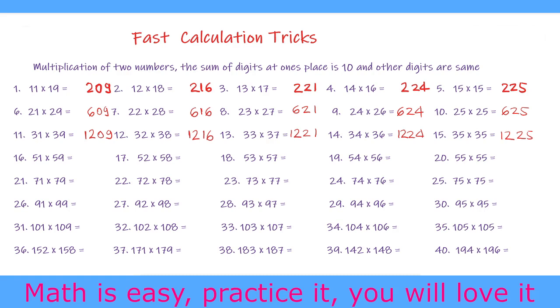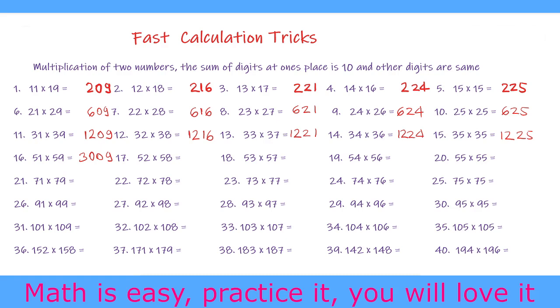For the next, 51 multiplied by 59, 9 times 1 is 9, we write 09, and 5, the next higher number of 5 is 6. So 5 multiplied by 6 is 30. So multiplication of 51 multiplied by 59 is 3009.